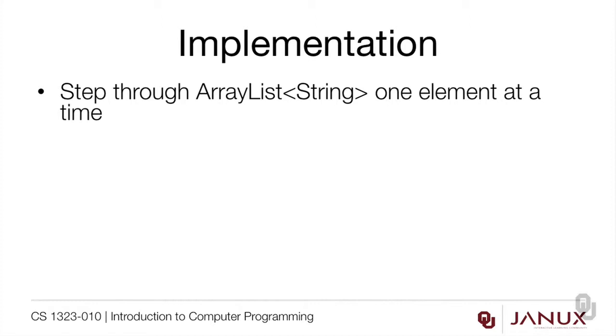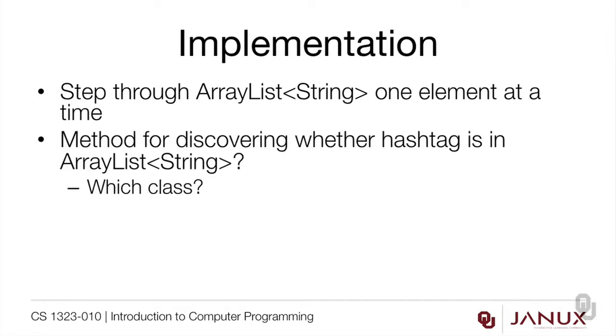As far as implementation goes, our strategy will be to step through the array list one element at a time. So that's going to be a while loop. And we're going to need a method for discovering whether a hashtag is in an array list of string. The question is, which class should we be looking at? Should we look at the array list class or should we look at the string class? Well, we're trying to find part of a string. And so that's a string class method, not an array list method. So the string class is where we should go to look.